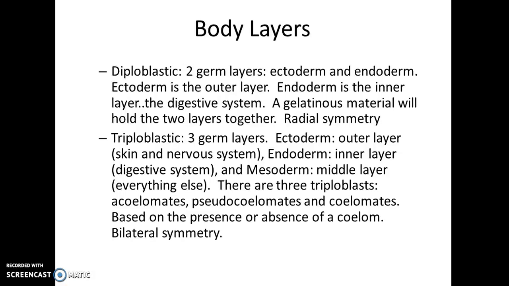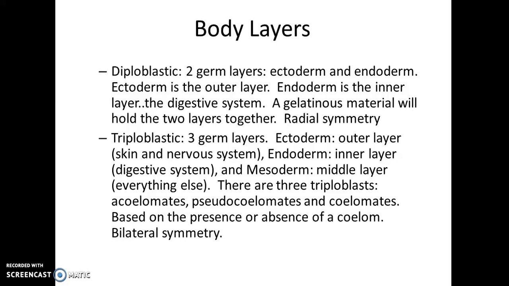And that might sound familiar to you because we just talked about plants. The protoderm was the outer, and that could be similar to the ectoderm. The vascular cambium was the inner, like the digestive system of the organisms, and everything else, like the ground meristem, is the mesoderm, which is everything in between.